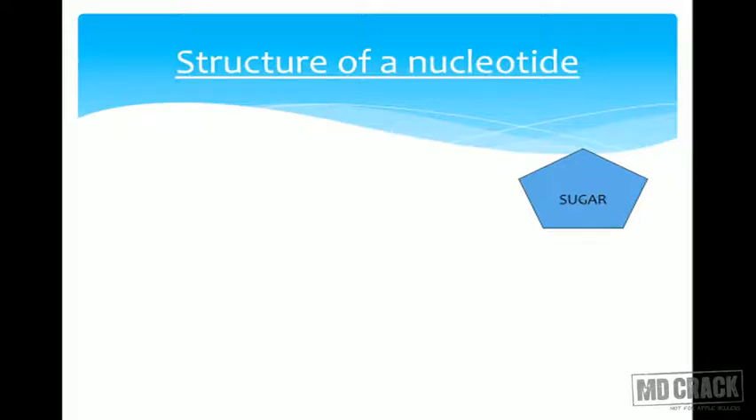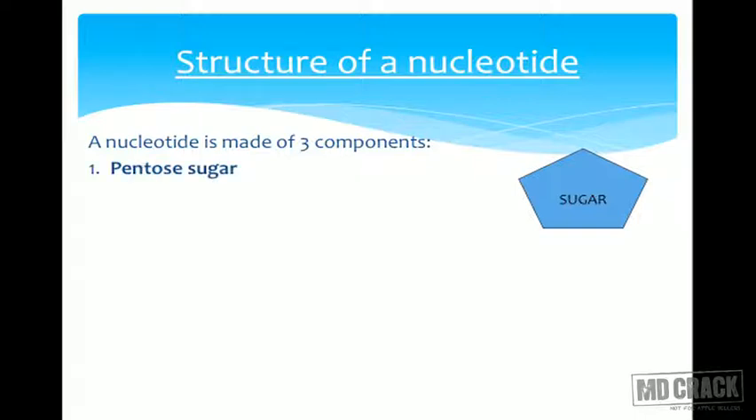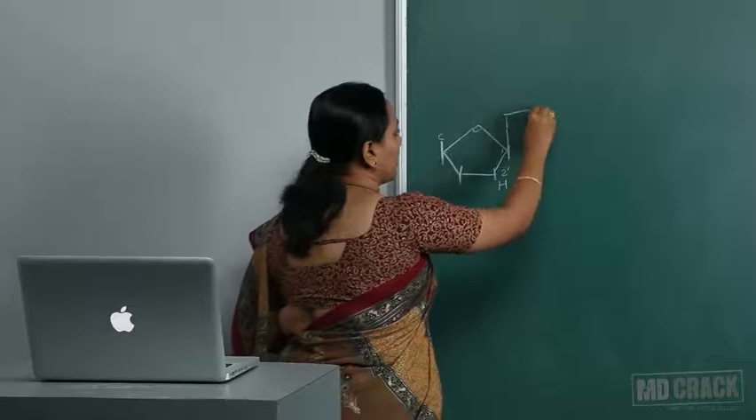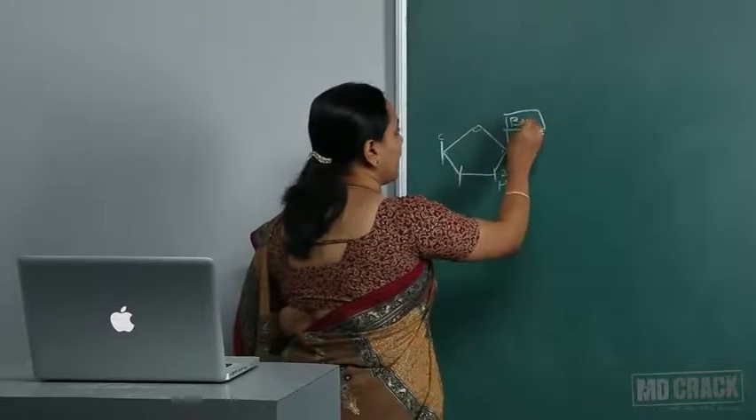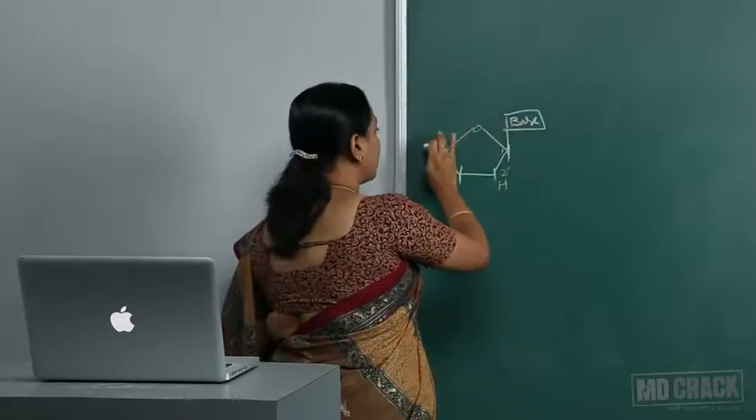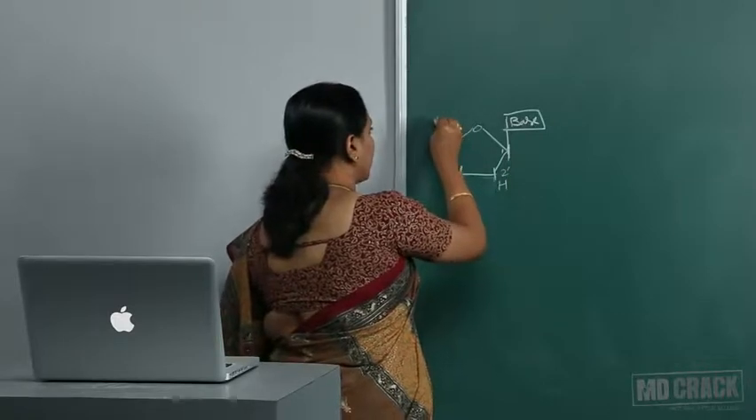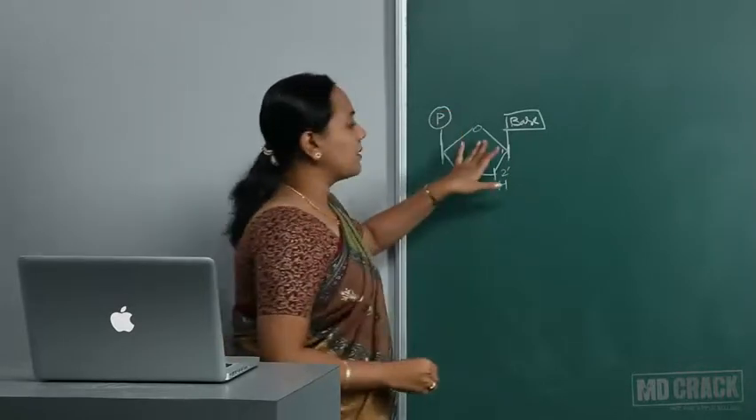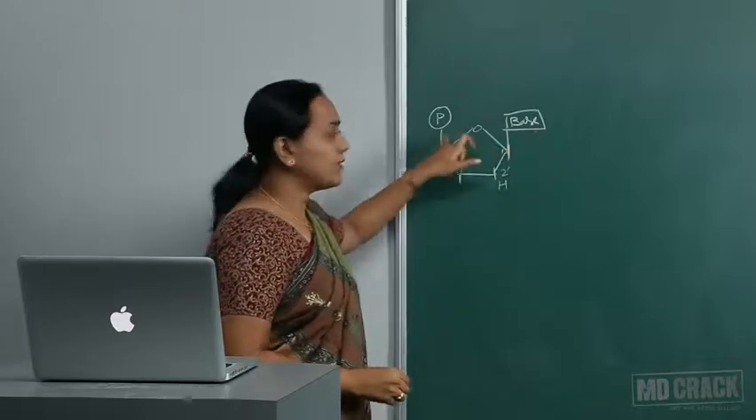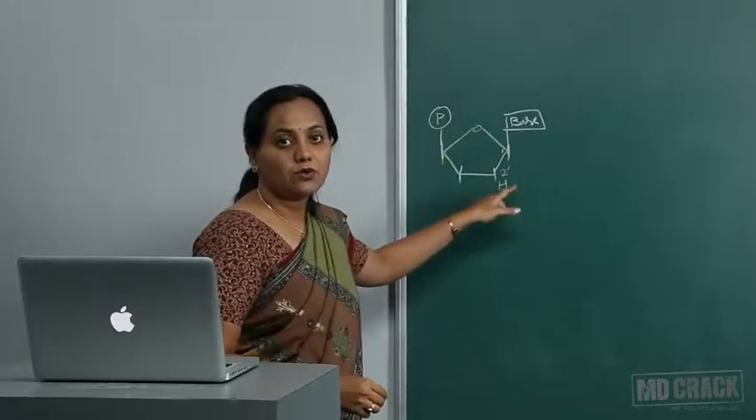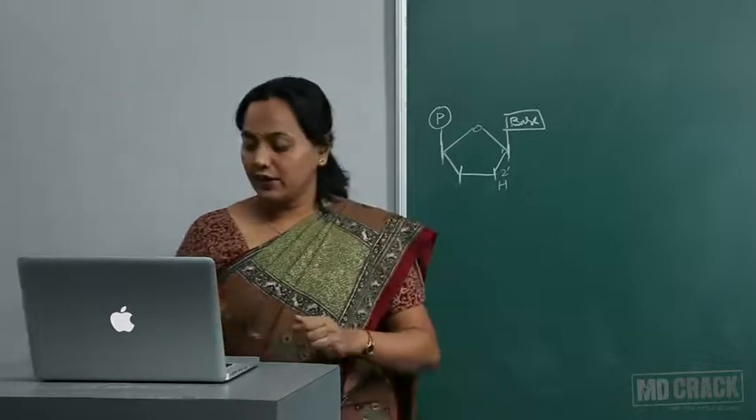Now a nucleotide is made up of 3 components. It has to have essentially 3 components. Now the 3 components are: one, it has to have a pentose sugar. It has to have a base. And a nucleotide will also have a phosphate group. A pentose sugar with a base with a phosphate, we call it a nucleotide. Now let us go more into details about it.